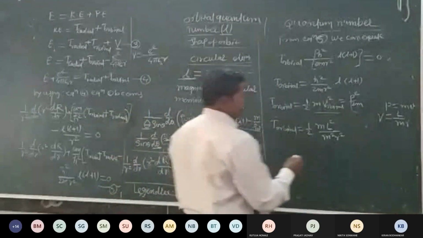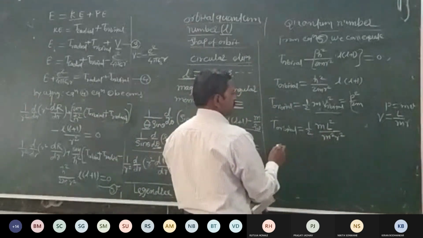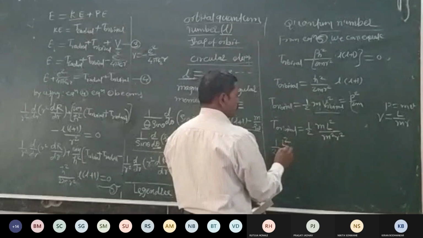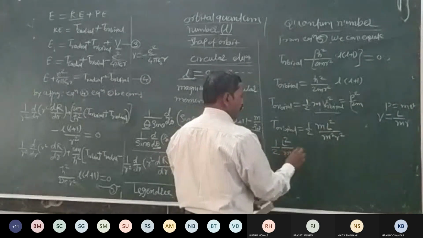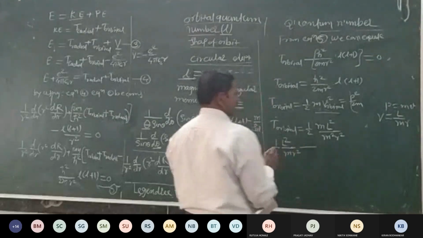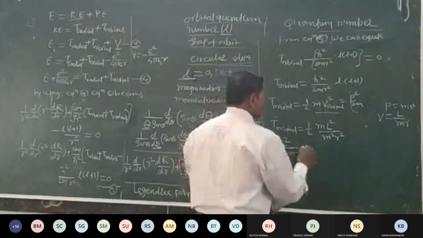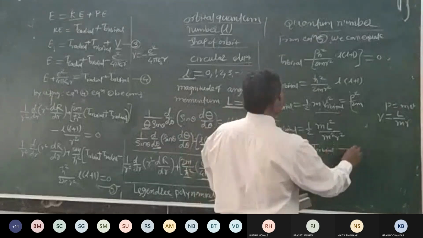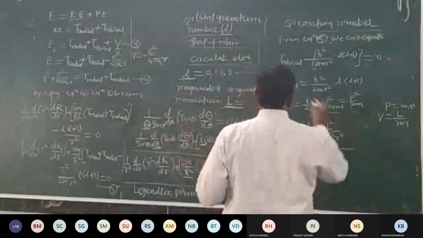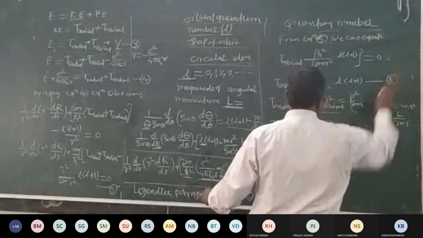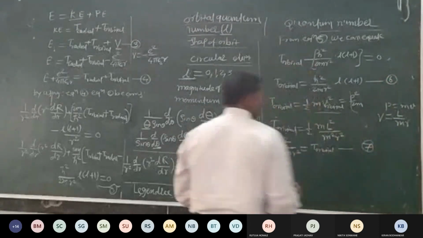And it becomes T orbital is equal to half L square upon m r square. Right? Give this as the equation. Okay, this is equal to T orbital. And this equation is equation number 6, and now I have to put here 7.